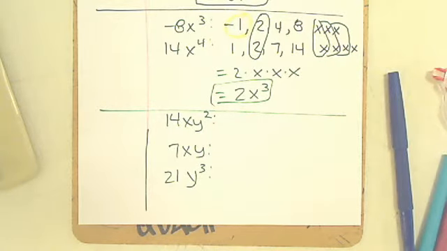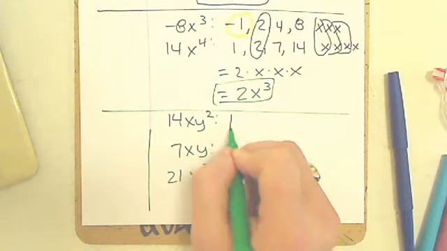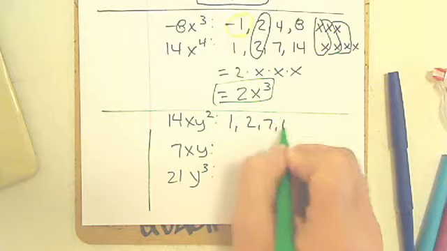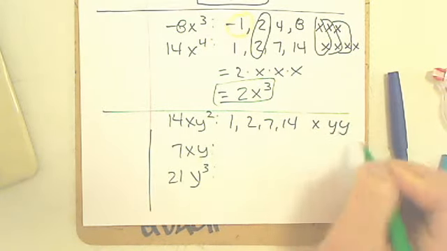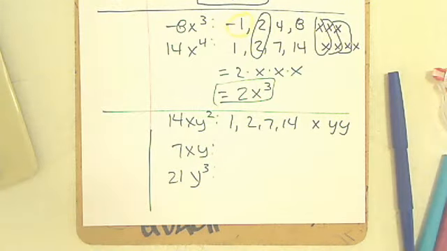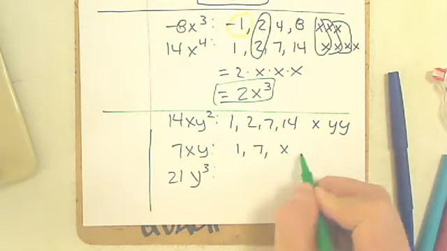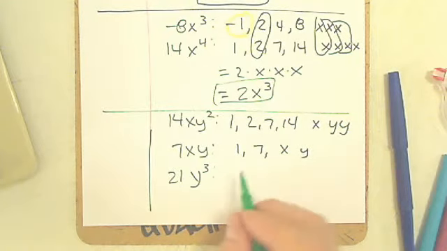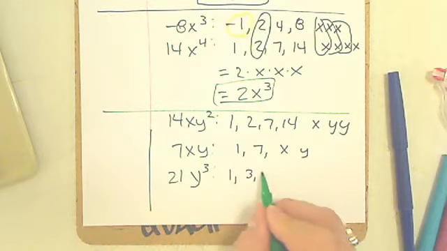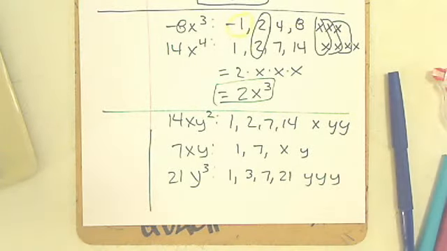Okay, so this is what I got. So 14, you should have it from the top. 1, 2, 7, 14, right? How many x's are there? How many y's? Just 2. So x, y, y. 7xy should be simple. 1, 7, x, and y. I'm just dissolving it, just breaking it down. 21: 1, 3, 7, 21, y, y, y.